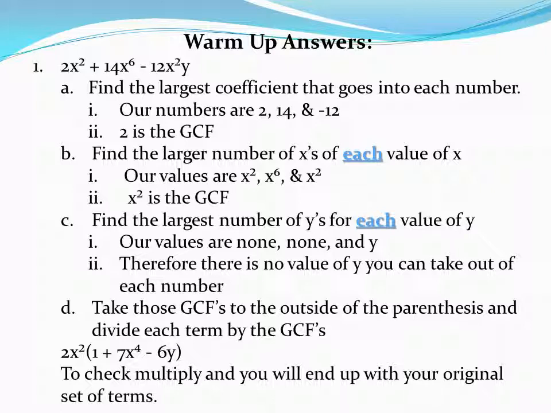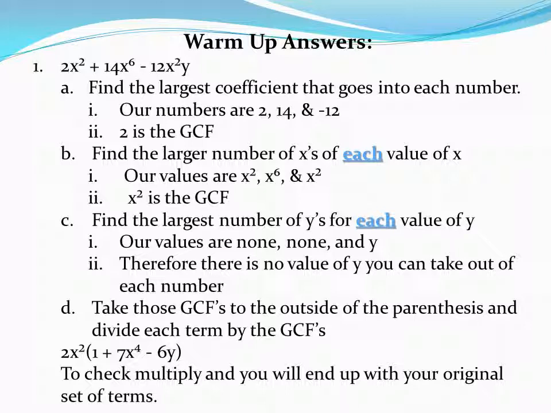Start with the coefficient and find the largest coefficient that goes into each number. So the coefficients are 2, 14, and negative 12. 2 is the greatest common factor that goes into each of them. So 2 is the first number we'll pull aside.